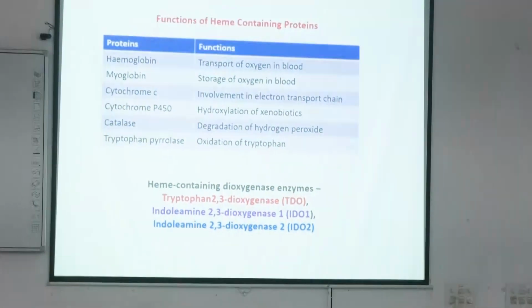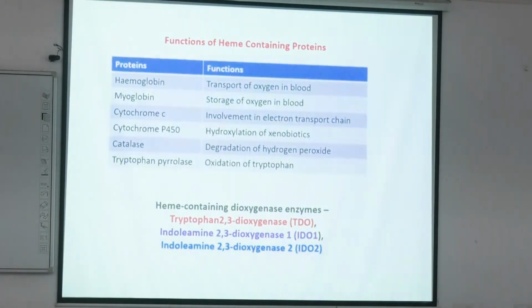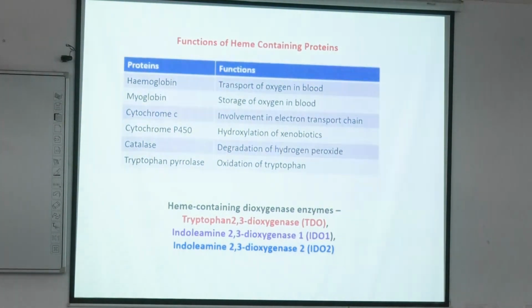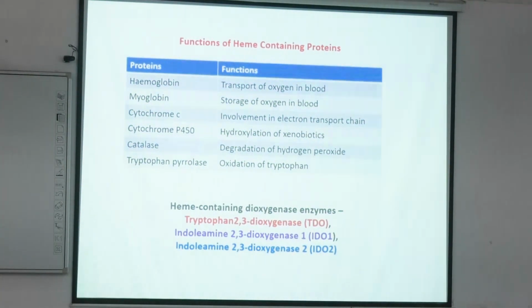Now, this slide is right now irrelevant, but I told you because at one point of time you might be asked what the heme-containing proteins are and what their functions are. It might come as a short note, and at that stage you must be able to tell what the heme-containing enzymes are. Heme-containing proteins also release heme, but that amount is minimal. The maximum amount is from RBC.